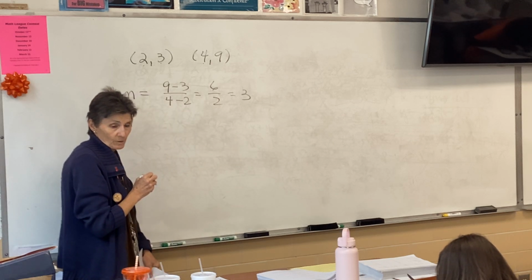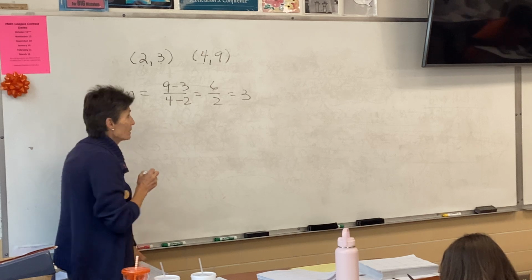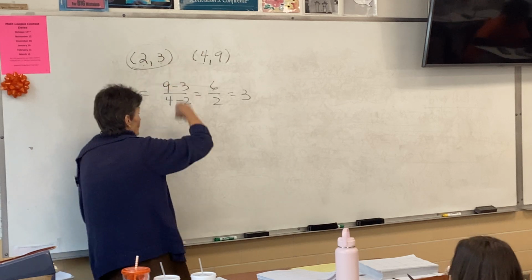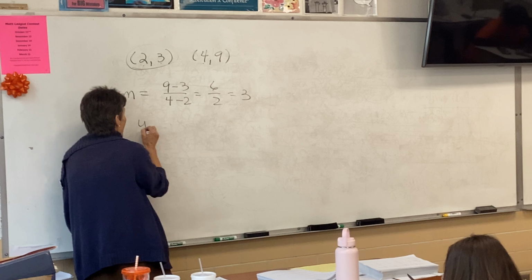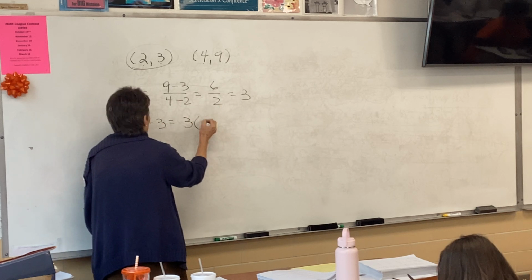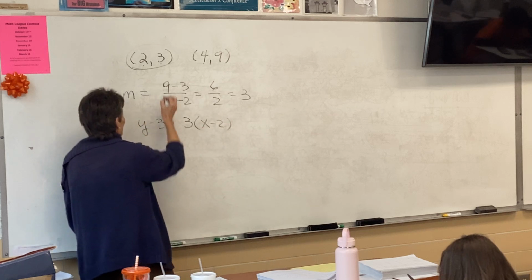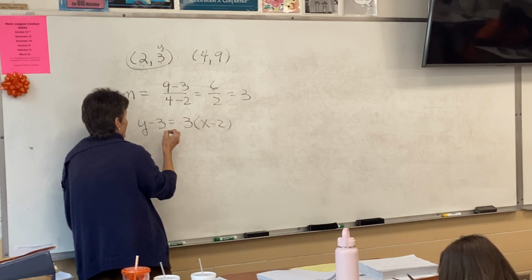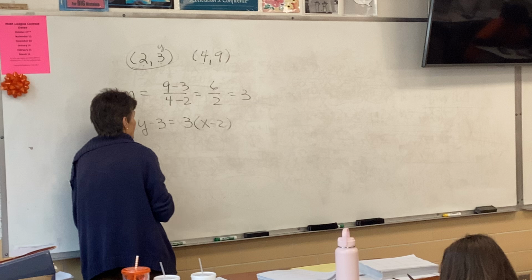And then what? You aren't done. Pick a point. I'll just do this when the numbers are littler. Y minus 3 equals that 3, x minus 2. So y minus this y, and then m times x minus x.